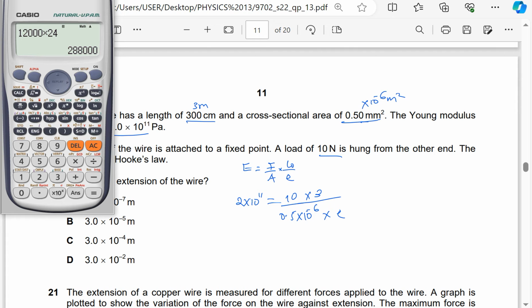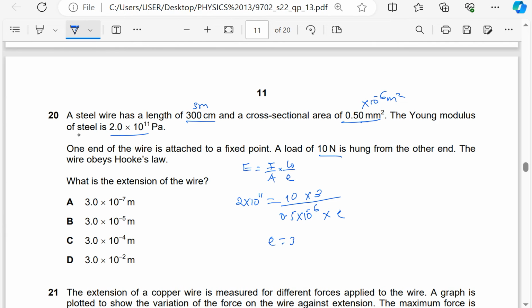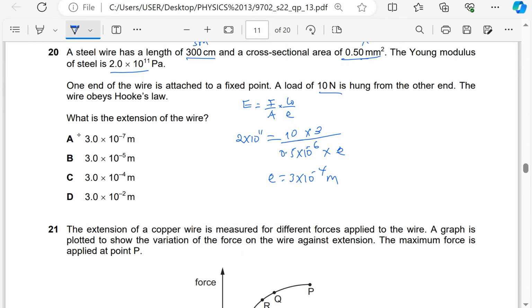So I'll just press my calculator. I'll have 10 times 3 divided by 0.5 exponent minus 6, divided by 2 exponent 11. So this is 3 times 10 to the power of minus 4. E is 3 times 10 to the power of minus 4. I just made E the subject in my calculator directly. So the answer here is going to be C.